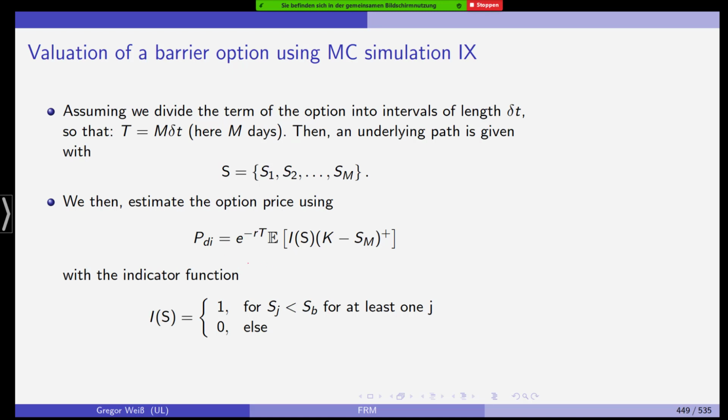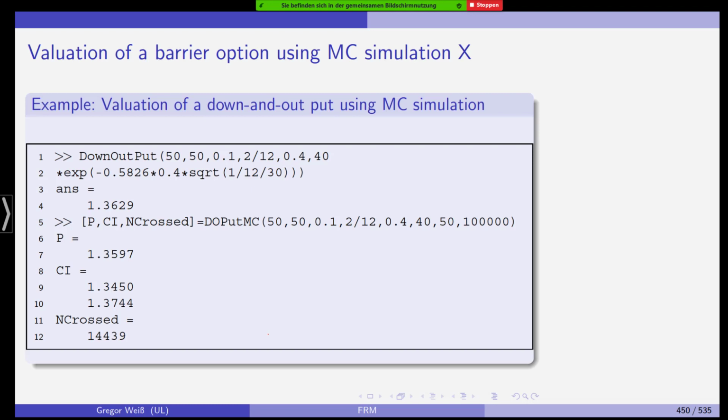Again, Monte Carlo simulation. We have to discount the expected value of an indicator function times a regular put. So the indicator function is 1 if it has been knocked in. This is a knock-in product, down-and-in. Otherwise, it's 0. Okay, so we take the down-and-out put.